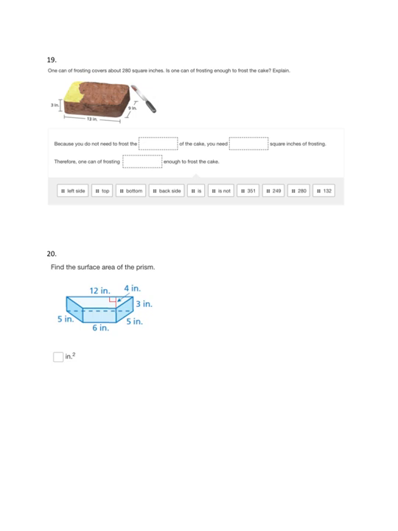Okay, next we have this problem with the cake. And it says 1 can of frosting covers about 280 square inches. Is 1 can of frosting enough to frost the cake? Now, as we're looking at this, generally our surface area accounts for 2 bases, but we don't frost the bottom of the cake. So this time we just have 1 rectangular base on top and 4 lateral faces.